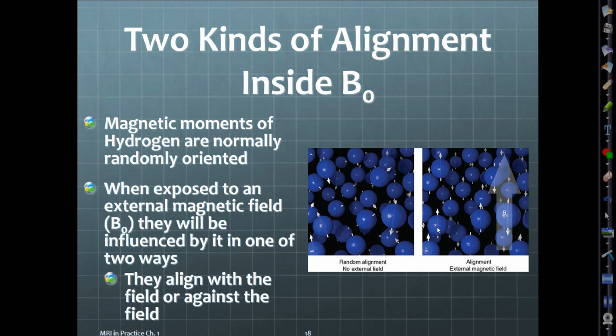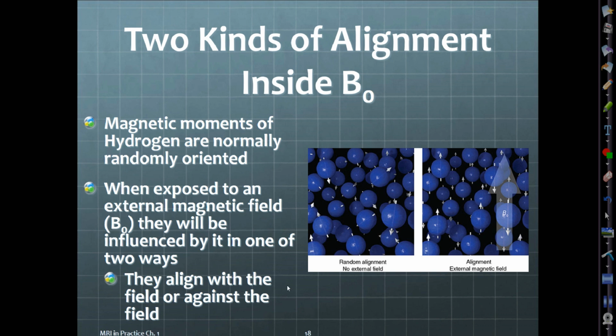So once again, this is what it looks like with no external magnetic field: random. But when we put the patient on the gantry and slide them into the middle of the magnet, that external magnetic field, which is in the range of Tesla, B sub 0, also called the static magnetic field, will influence these spins in two ways.